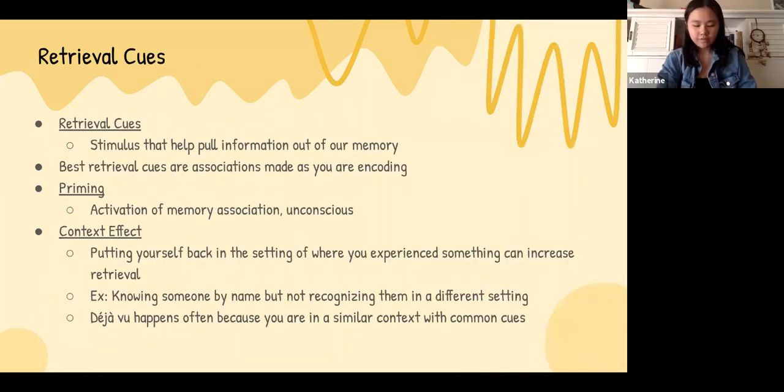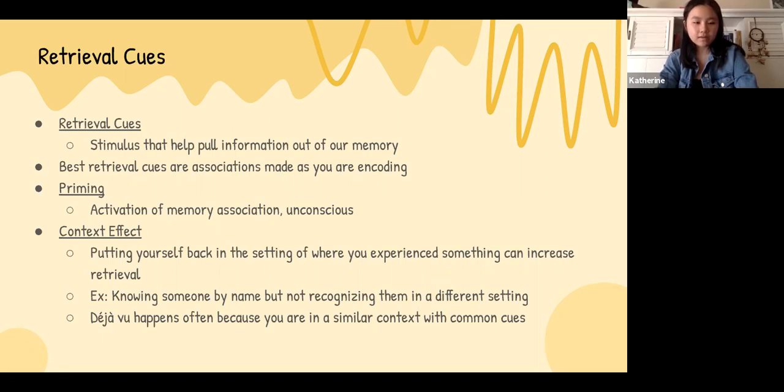So we also have retrieval cues. This is the stimulus that can help pull information out of our memory. The best types of retrieval cues are associations made as you are encoding. So if you're doing something as you're studying, that is going to help become a retrieval cue. So we have priming. This is the activation of memory associations, and this is unconscious.